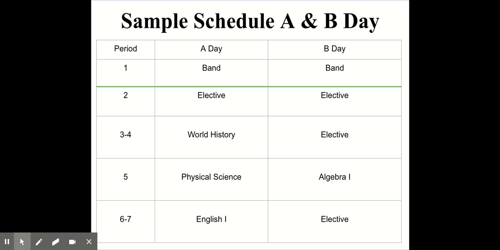They all rotate together. This particular student then on a B day, which would be the following day, first period would have band because band is offered every day. Their second period would be an elective. Their third and fourth period block would be an elective. Fifth period, they would have their Algebra 1 class. And then sixth and seventh period block, they would have another elective.